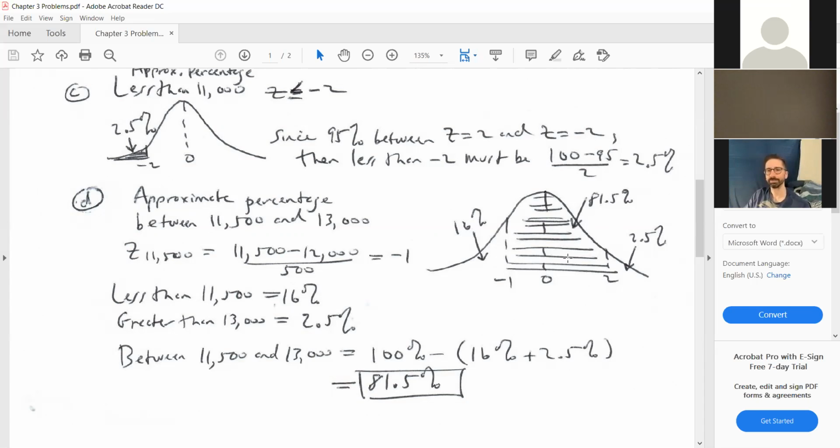All right, so I will be posting this in Canvas for you. A couple things, PDFs I'm posting. This is one of them. So this will be a reminder of how to use the empirical rule. All right. Okay, so that is that.